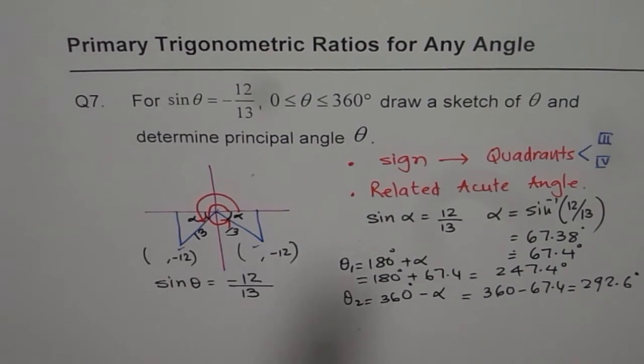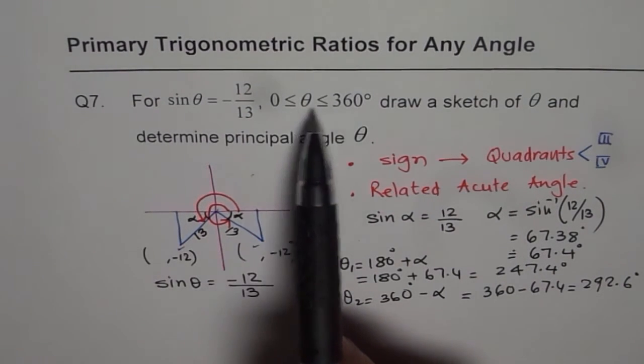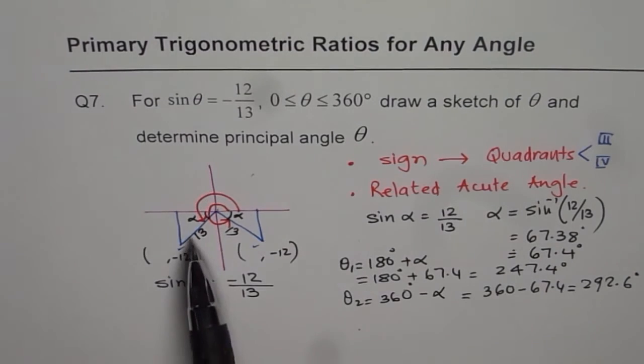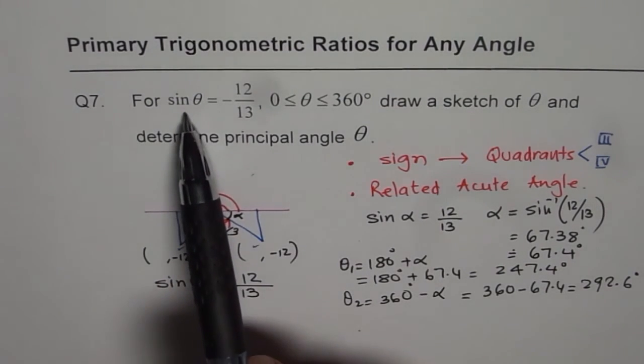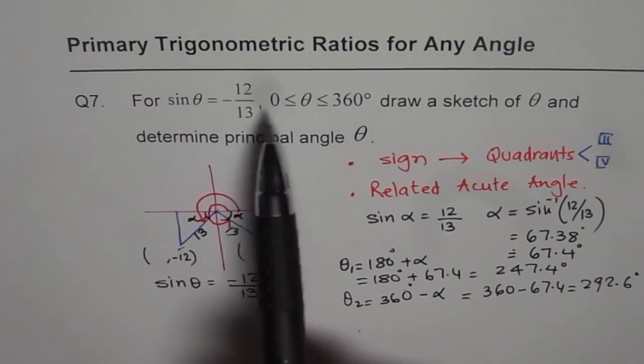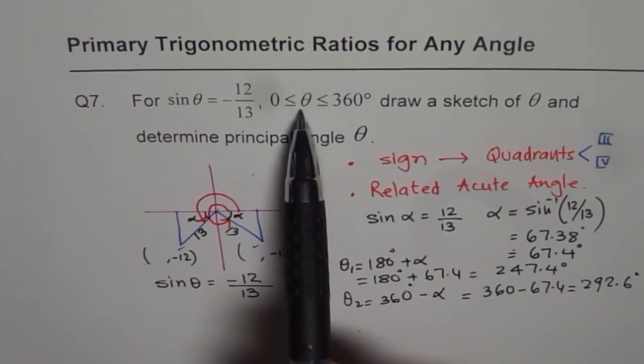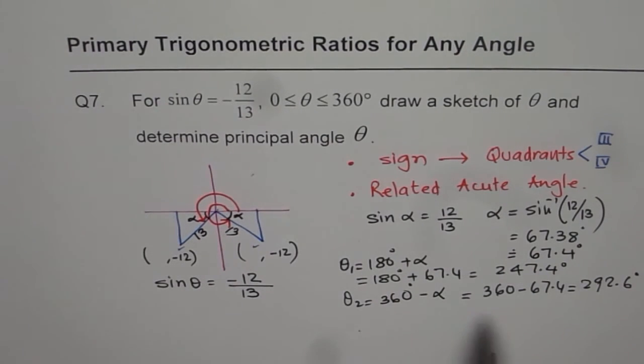So remember, if your theta is between 0 and 360 degrees, there are two quadrants in which sine theta could be negative. Based on that, theta will have two values. One is 247.4, which is in quadrant 3, and the other one is 292.6, which is in quadrant 4. That is important to understand.